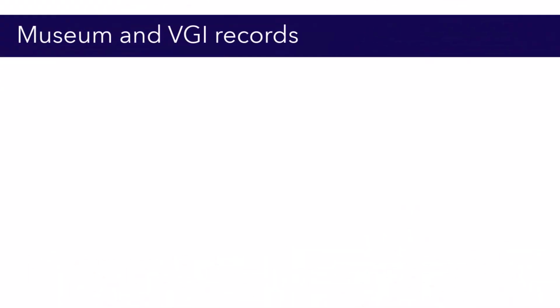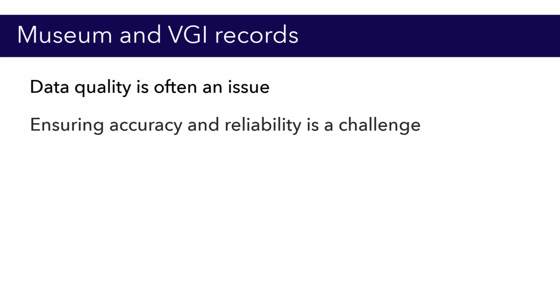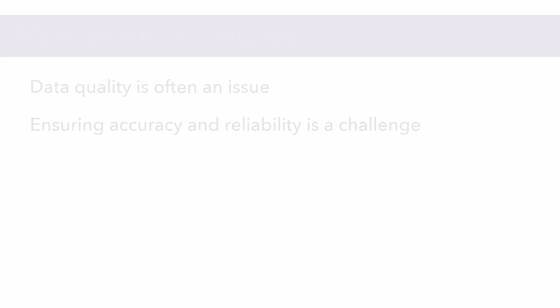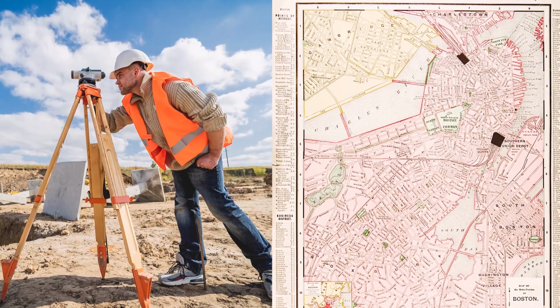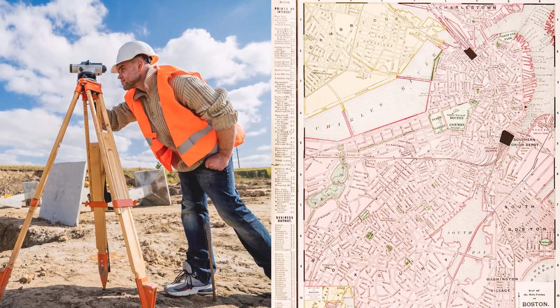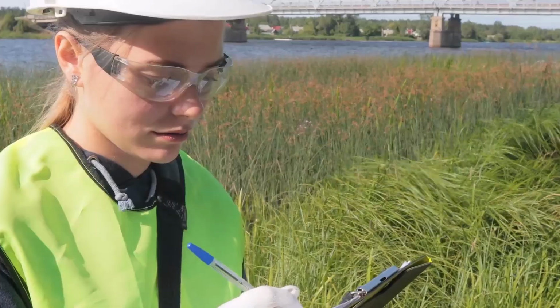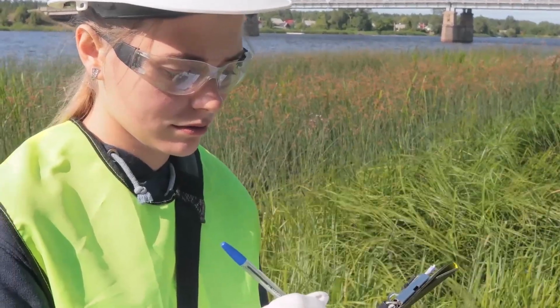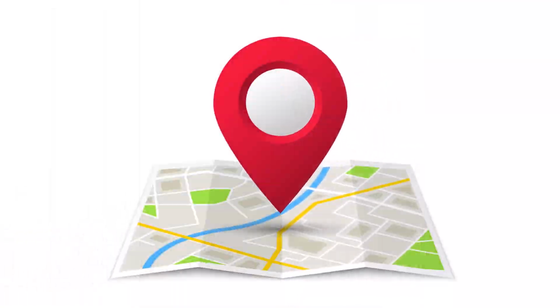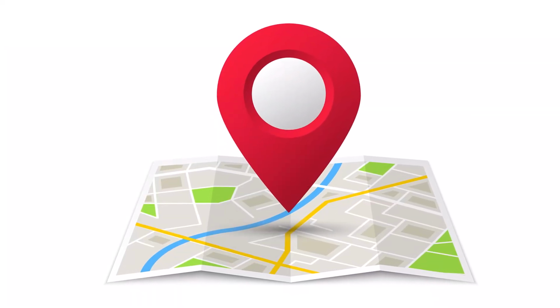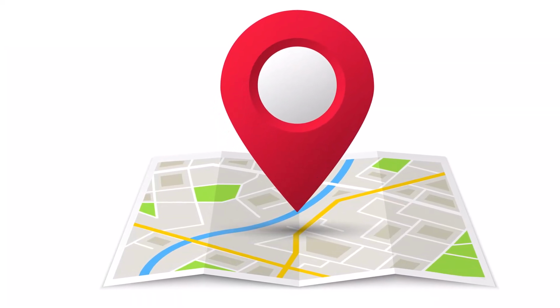With both museum records and VGI, data quality can be an issue. Ensuring the accuracy and reliability of the data can be a challenge. For instance, some museum records were collected long before GPS was available to precisely tag a location. The location information that does accompany these records is sometimes a narrative description recorded by the person who collected the sample in the field, such as the sample was taken 100 meters from the river in the northeast direction. That narrative must be turned into an XY coordinate to map the record.